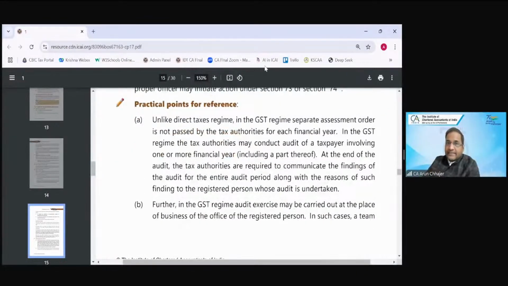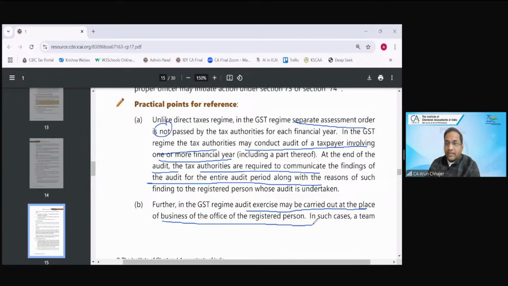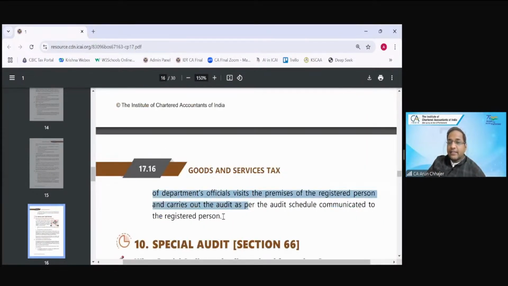Practical point for reference: unlike the direct tax regime, in the GST regime, a separate assessment order is not passed by the tax authority for each financial year. In the GST regime, the tax authority may conduct the audit of a taxpayer involving one or more financial years. At the end of the audit, the tax authority is required to communicate the finding of the audit for the entire audit period along with the reason. Further, in the GST regime, the audit exercise may be carried out at the place of business of the registered person or at the department office also. In such case, the team of the department office visits the premises of the registered person and carries out the audit.